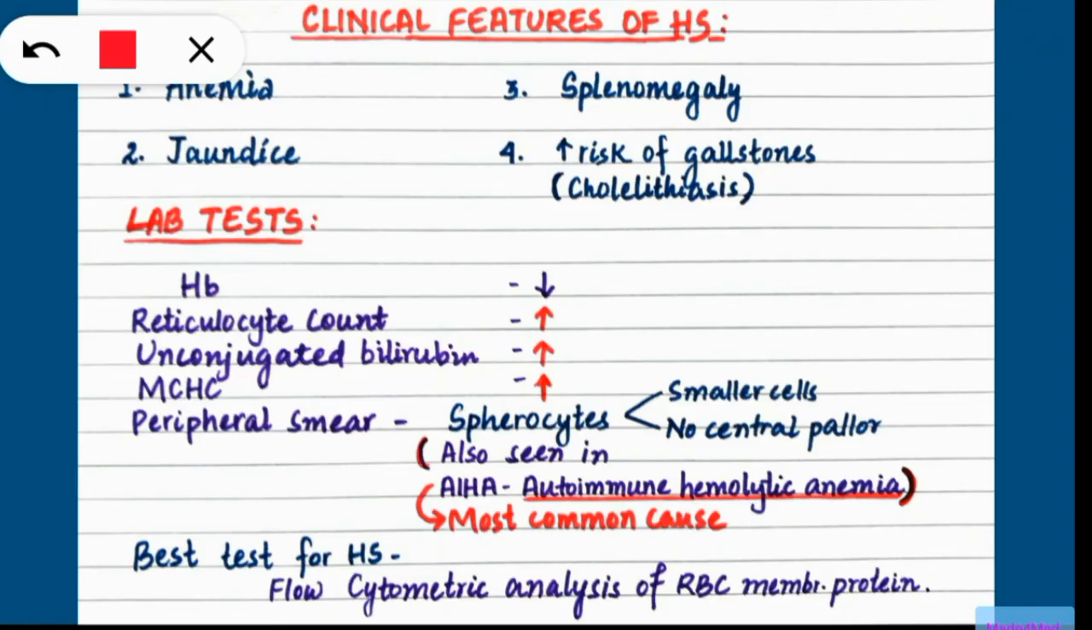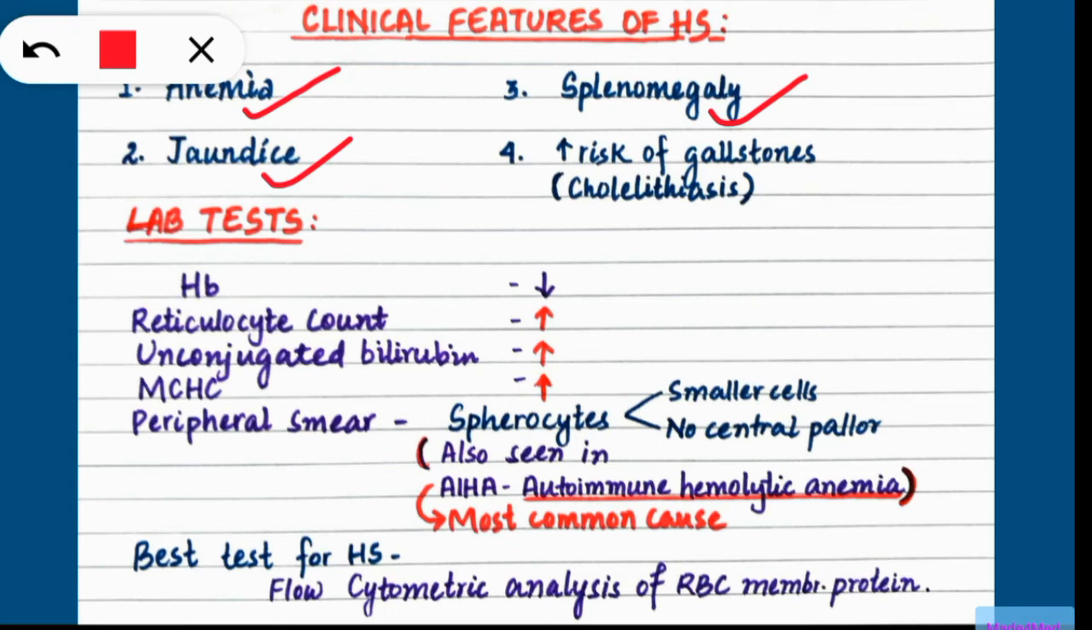Now let's see the clinical features of hereditary spherocytosis. First, obviously, since it is destruction of RBCs, there will be anemia. Then we will have jaundice, because there will be an increased level of bilirubin, unconjugated bilirubin mainly. Then we will have splenomegaly, because since the RBCs are trapped in the splenic cords and are phagocytosed by the splenic macrophages, there will be splenomegaly.